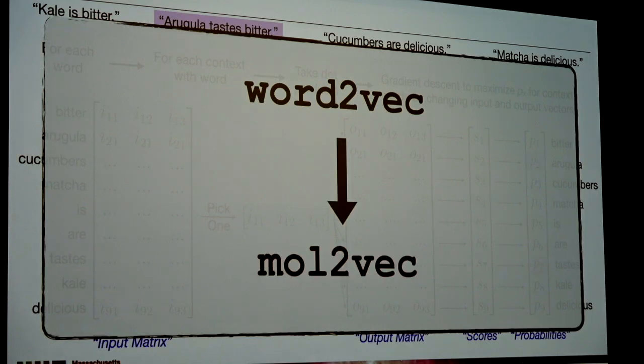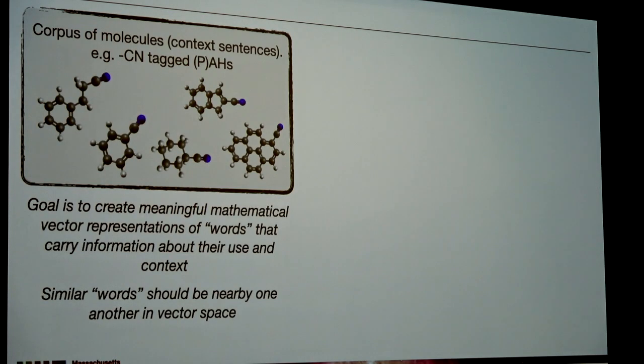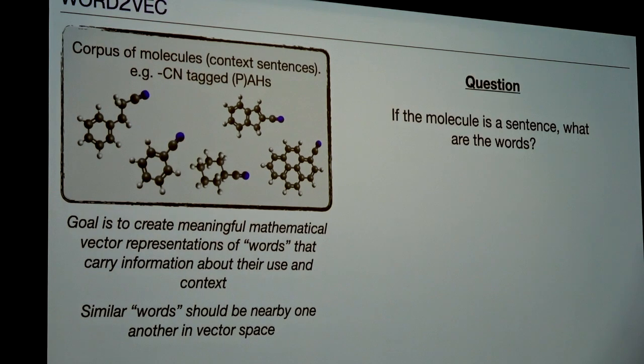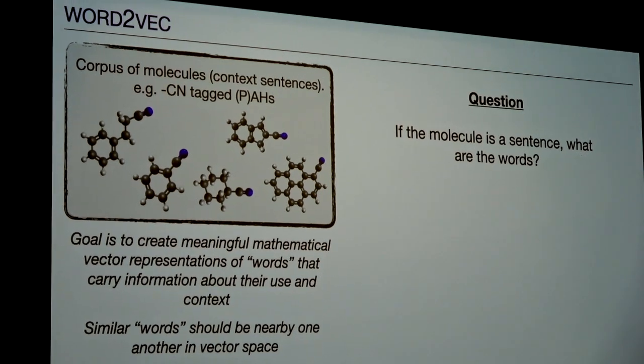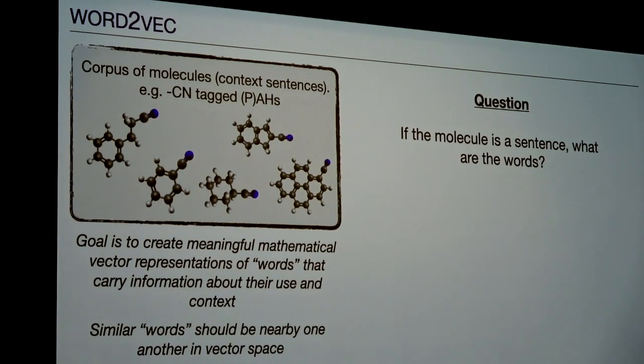What we're going to do then is work in chemistry, right? Turn a molecule into a vector. So how are we going to do this? Well, we start with a corpus of molecules, just like we started with a corpus of sentences, right? Our molecules are going to be our context sentences. And the goal, again, is to create meaningful mathematical vector representations of words, in this case, pieces of our molecules. If the molecule is a sentence, what are the words? We need the atoms in order to make up the words, but are the atoms alone sufficient?